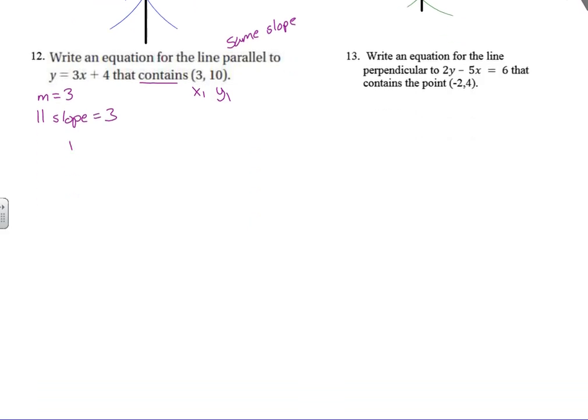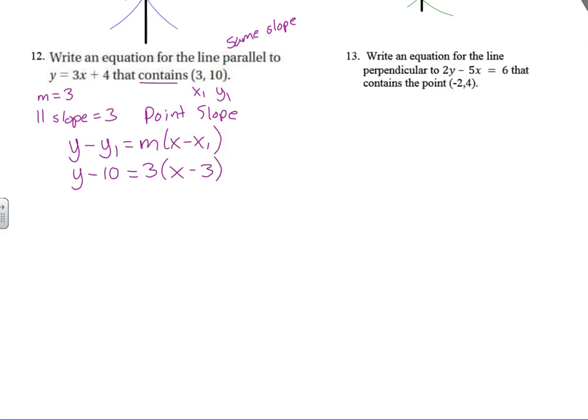So this is a point-slope question. Y minus y1 equals m times the quantity of x minus x1. It's point-slope, and we use it when we know the slope and a point. So our y minus 10 equals 3 times x minus 3. Depending on how the question's asked, this is an acceptable answer.